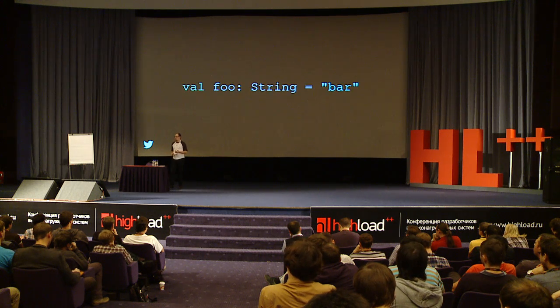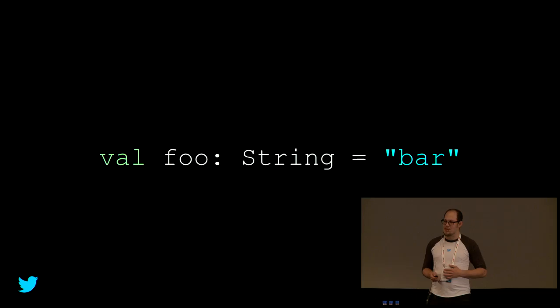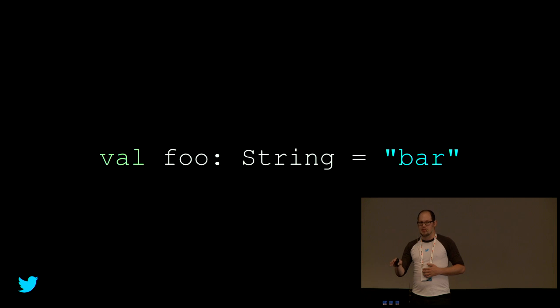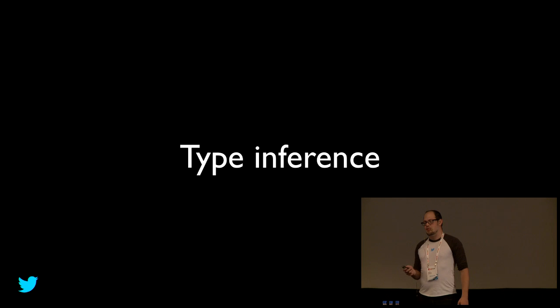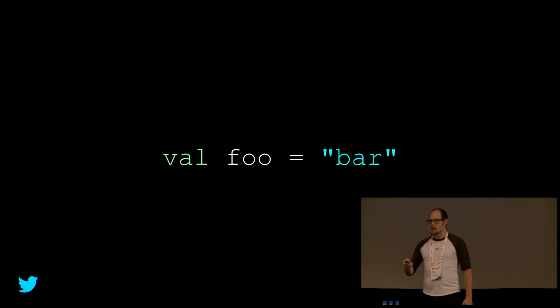So you have values. These are simple. So you say here we have a value of foo, which is set to the string bar. Notice how the type comes after the variable, which is different from Java, where the type is in front of the variable. So here we say this is an integer of age, 27. But what's cool about Scala is that you don't have to give the types most of the time. So we could just say this.